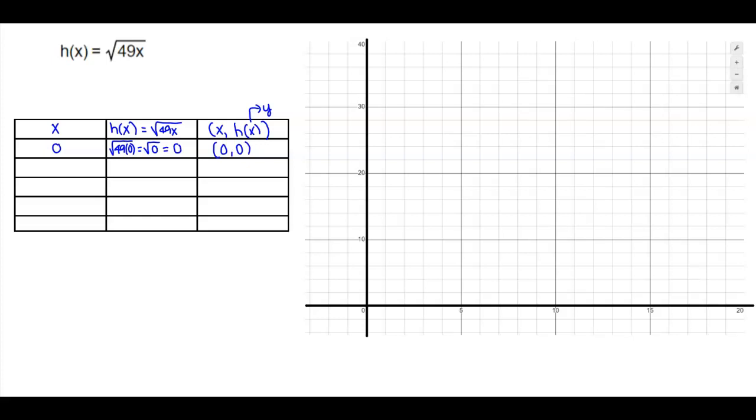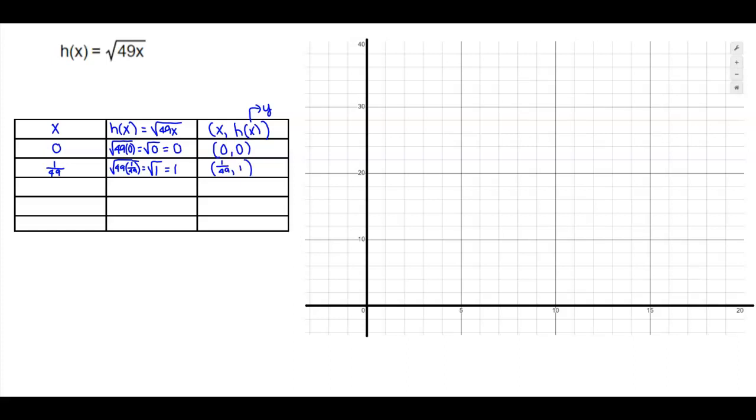Okay, now the next value that we want to pick is 1 over 49. So we're going to choose 1 over 49, and then we're going to plug it into this function. So we have 49 times 1 over 49, which is the same thing as 49 over 49, which is 1. And the square root of 1 is 1. So we're going to end up getting 1 over 49 for the x value, and the output is 1.